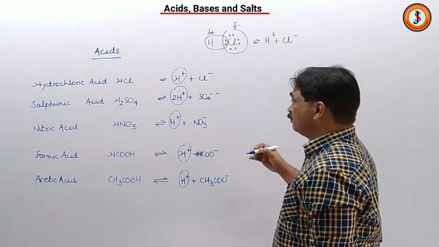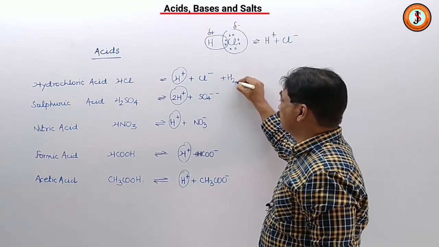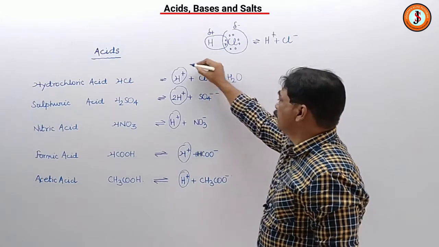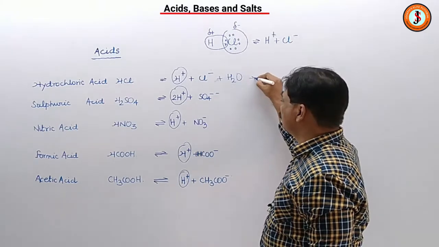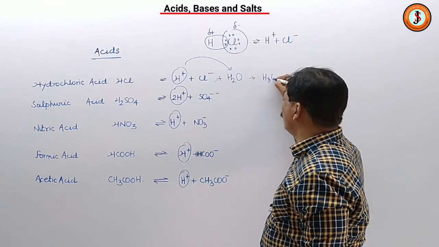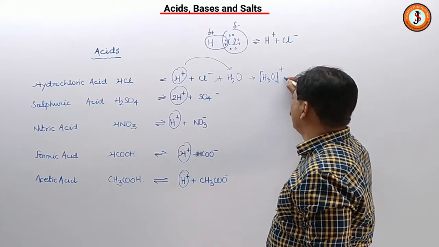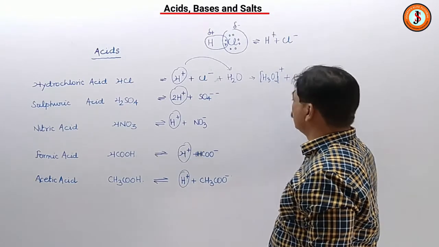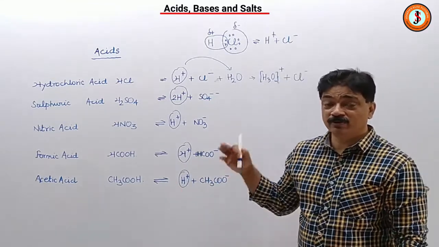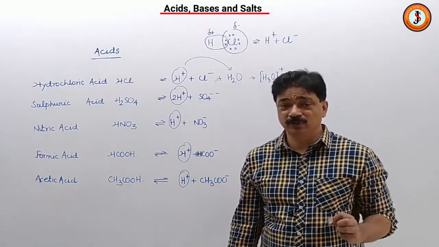Now the second important thing: suppose water is present in this medium, then what will happen? H plus will go with water to form the H3O plus ion, which is called the hydronium ion, plus the negative ion. So there are two things you have to understand stepwise. Acids firstly furnish hydrogen ions in a solution. The hydrogen ions then go with water to form the hydronium ion.